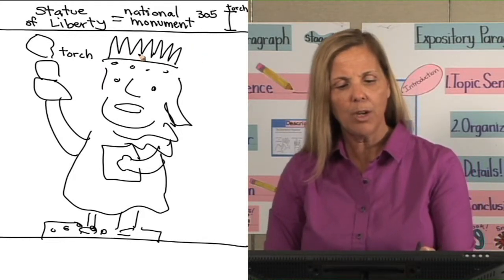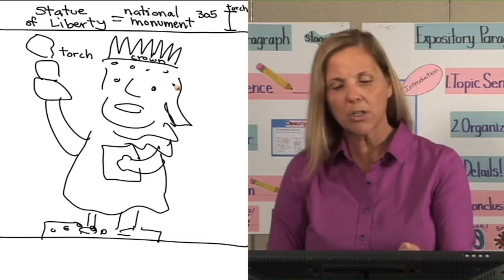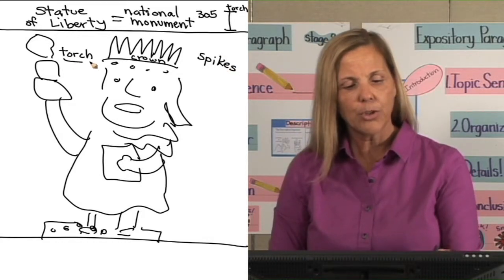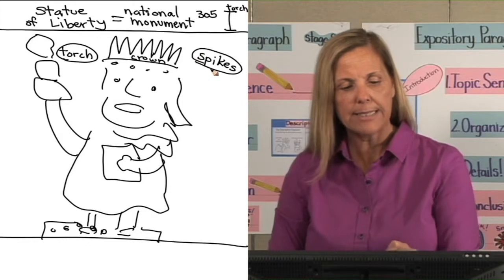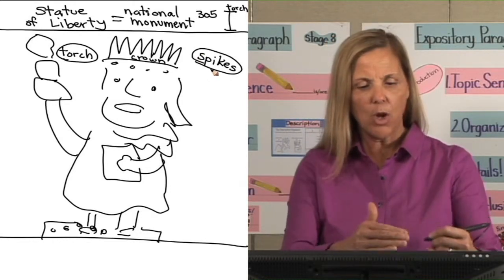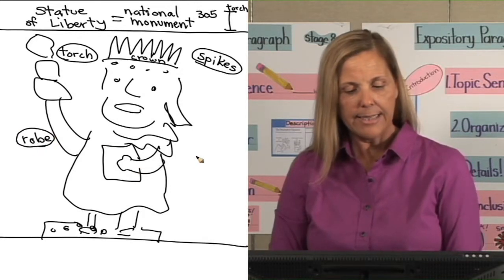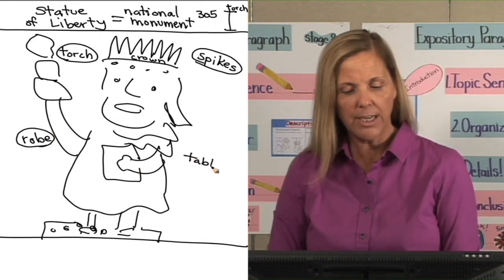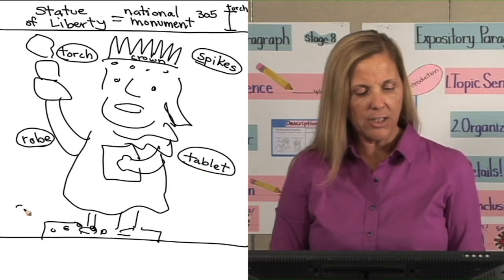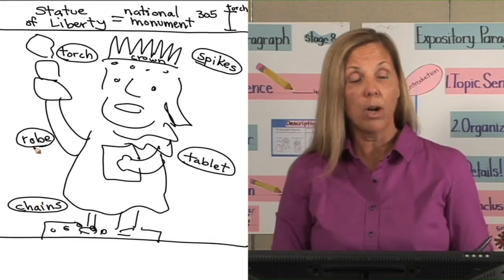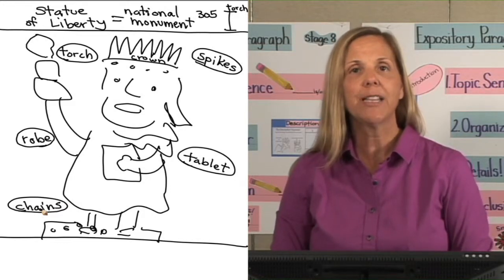Let's look over here. We have the crown. I'm going to write crown, but I think what we're going to do is describe the spikes on the crown. So I'll circle torch and I'll circle spikes. Let's move down on the Statue of Liberty. Describe her robe and then the tablet that she's holding, and finally the chains at her feet. So we will, in this body, have 1, 2, 3, 4, 5 different parts of the Statue of Liberty that we're going to describe.